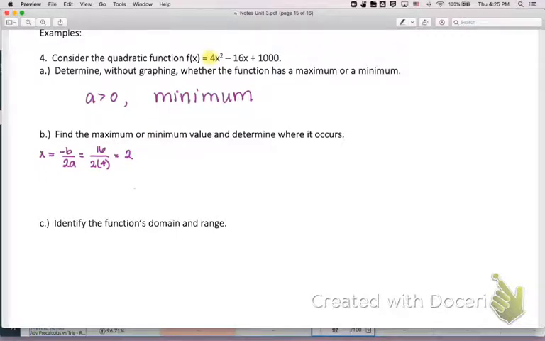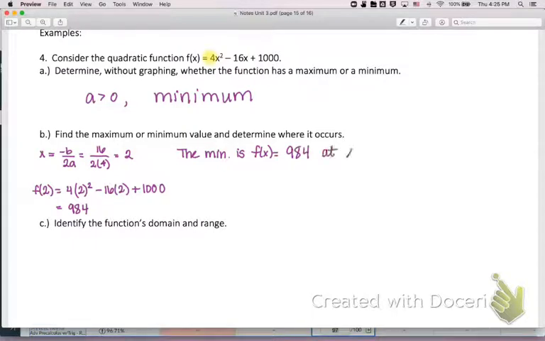What is the value? We need to figure out the y. So that's going to be f of 2. So this is going to be 4 times 2 squared minus 16 times 2 plus 1,000. You can put that in your calculator, and you should get 984. So we write our sentence. The minimum is f of x equals 984 at x equals 2. That's what I want your answers to look like.